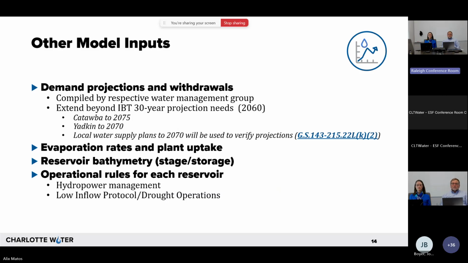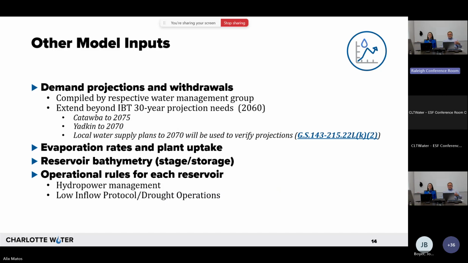The statutes also, as part of the modeling requirements, require us to take a look at and use the local water supply plan data. All public water systems submit updated water supply plans every year to the state. Those plans currently go through 2070. So with these data sources, they all project further out than what we need for this process, which is a required 30-year projection, which is to 2060.